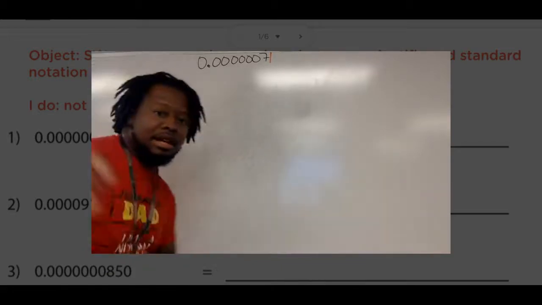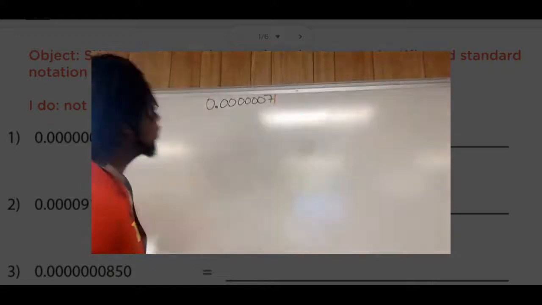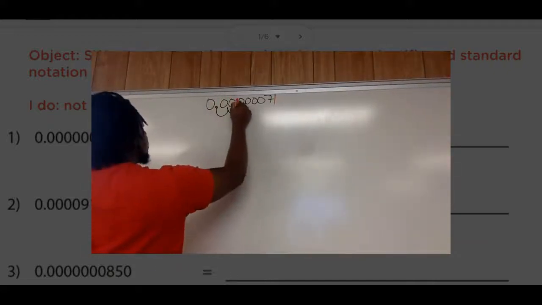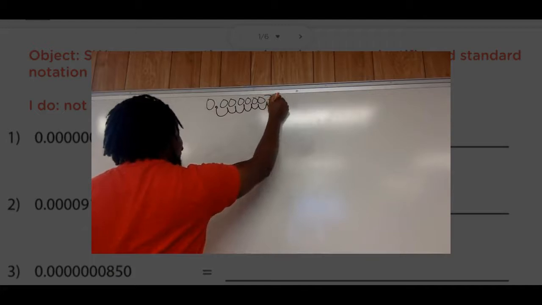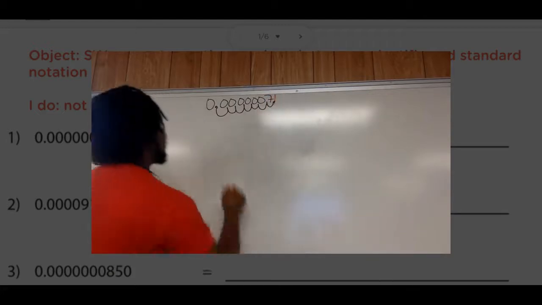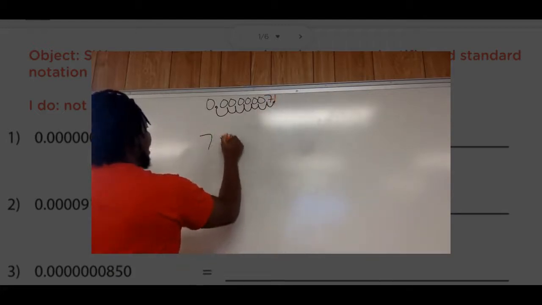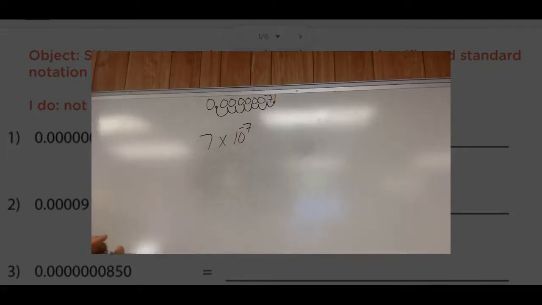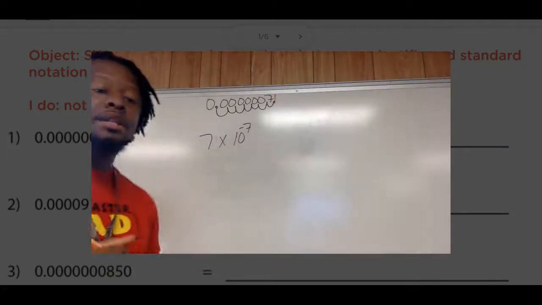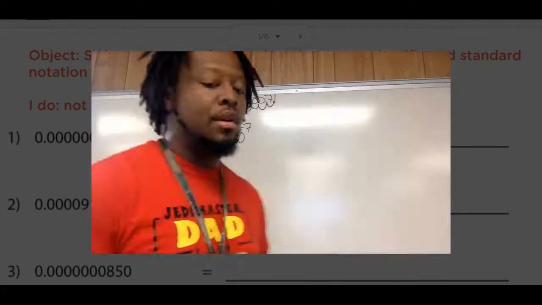This last one. Can y'all see that up there? Here we go. 1, 2, 3, 4, 5, 6. And after the first non-zero, 7. So we got 7 times 10 to the negative 7th power. Remember, you got to stop after the first non-zero.